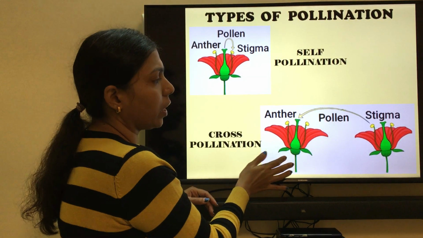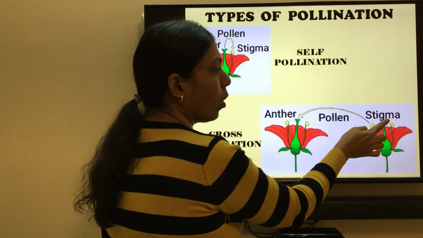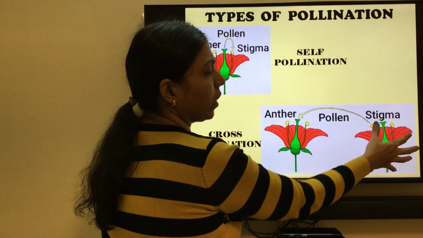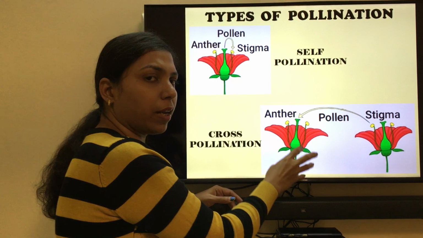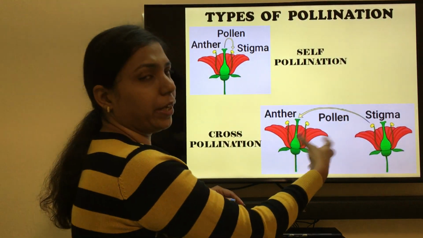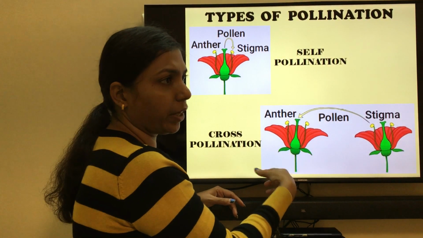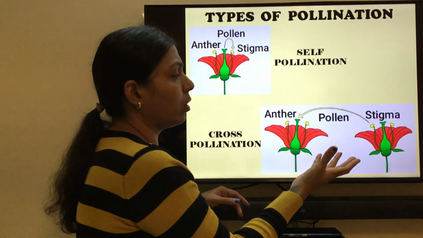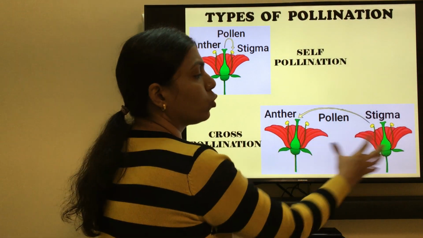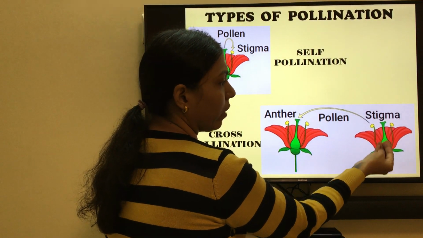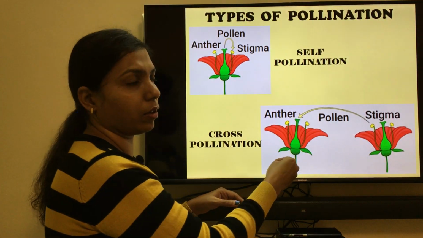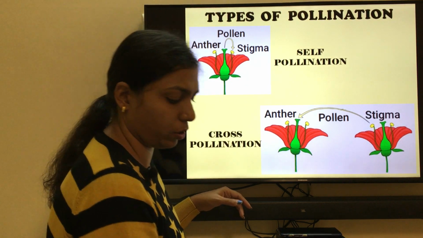But in cross pollination, the pollen from one anther, from one flower, can get transferred onto the stigma of another flower. This can happen because of wind or water, or because of insects, or because of animals. So here there are two flowers involved, and the pollen grains get transferred from one flower to another flower. So hence it is cross pollination.